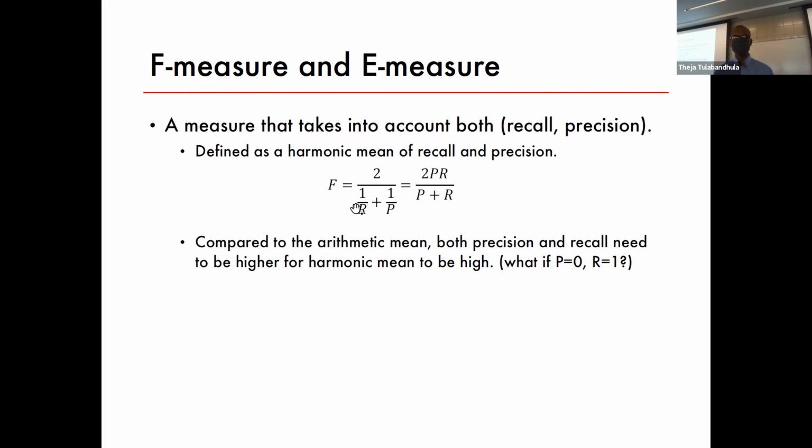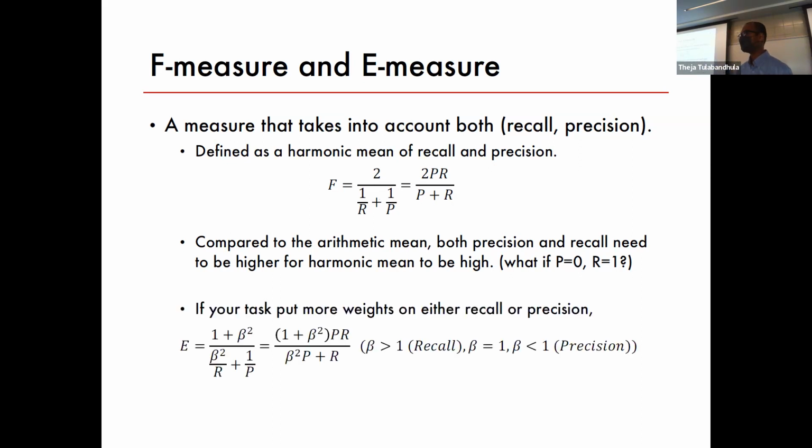If you imagine recall is one and precision is one, then F measure is going to be one, because 2 divided by 1 plus 1 is one. Now, if you think of recall and precision as 0.5 each, then F measure is going to be 0.5, because 2 divided by 2 plus 2 is basically 4. So what I'm saying is if you have lower precision and recall values, then F measure is going to be lower. If the precision and recall values are really high, then F measure is going to be high.